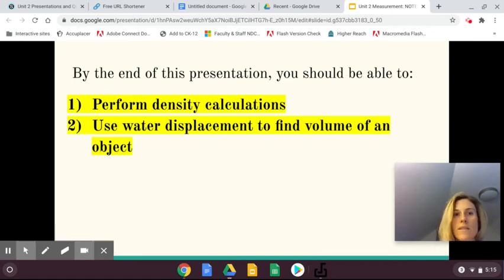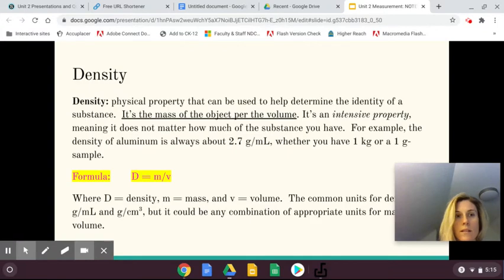Okay, by the end of this presentation, you should be able to perform density calculations and use water displacement to find volume of an object. Density is an important physical property because it can help determine the identity of a substance. It's defined as the mass of the object per the volume. So it's an intensive property, meaning it does not matter how much of the substance you have.